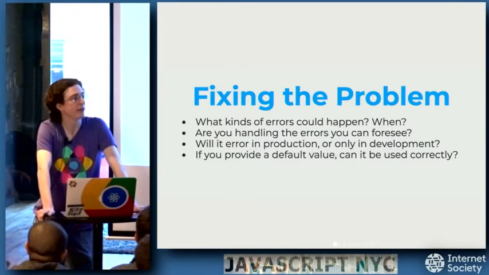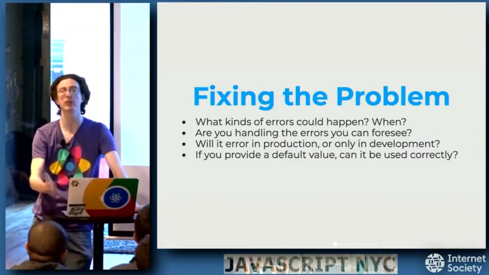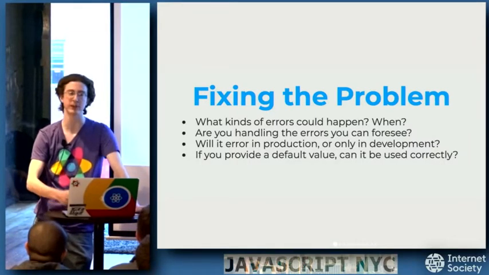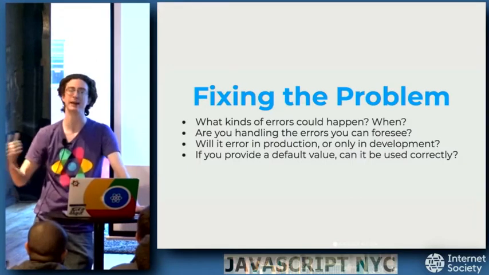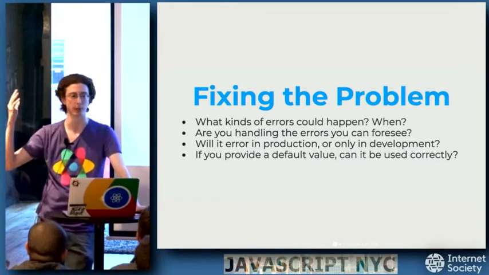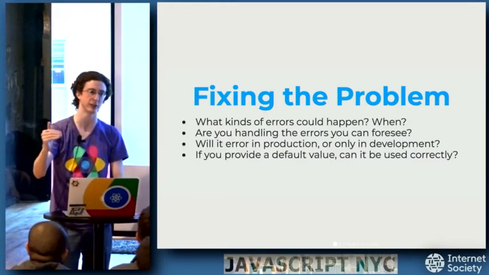Are you handling the errors that you can foresee? Obviously, if you're making an API request, sometimes it's going to fail. Sometimes people aren't going to have Wi-Fi. Wi-Fi is going to time out. The backend is going to not respond quickly enough. The backend is going to have a database problem. There's lots of failure cases. That's the most obvious one: .then, .catch.